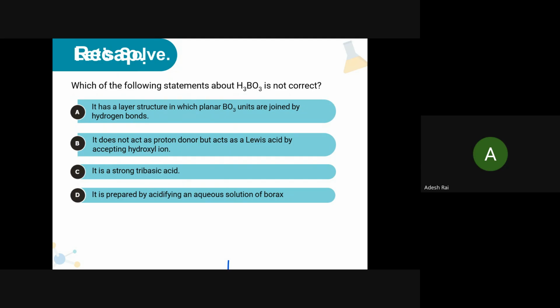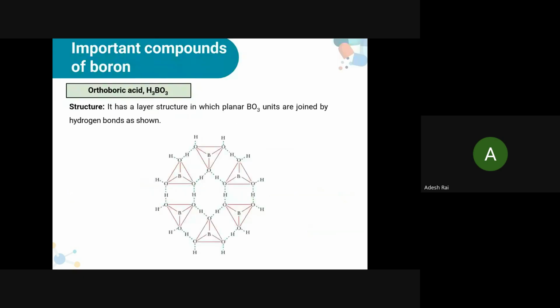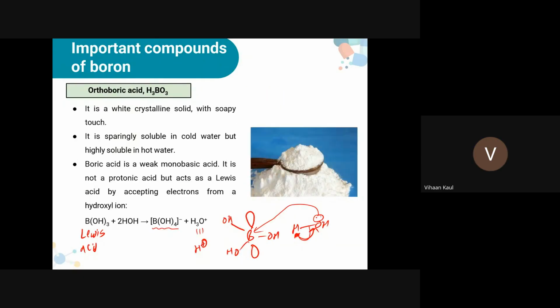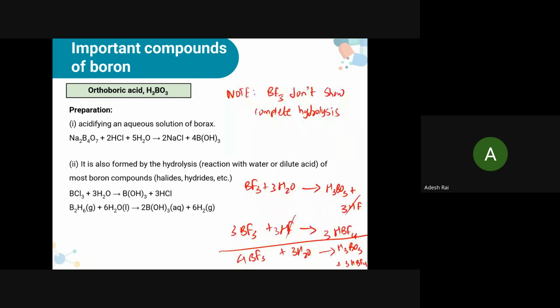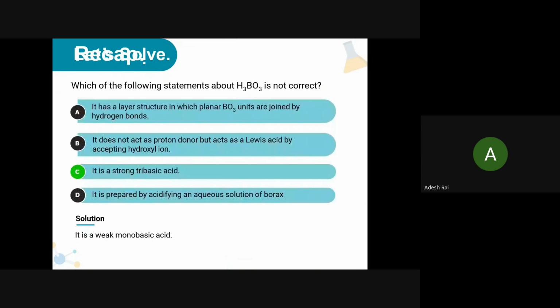Say it out loud. Say yes or no. Just now we discussed this. Yes, sir. Look, yes, we just saw it. Look at this. Be active. So the correct answer is option C, because they are asking for the incorrect one, which is not correct. So the third one is not correct.